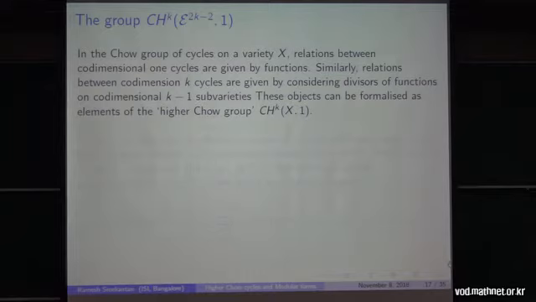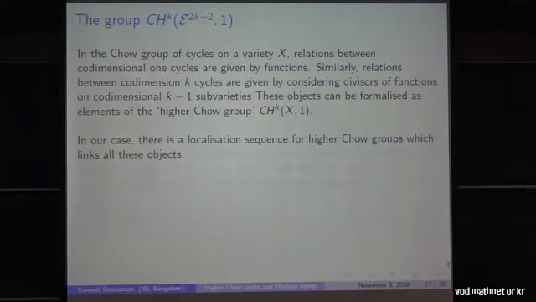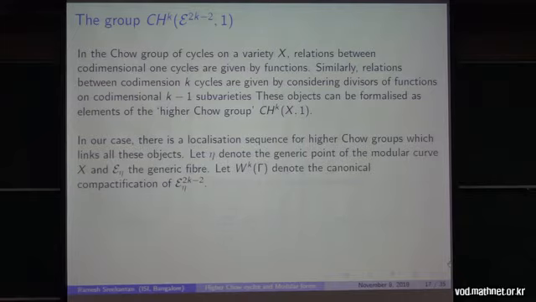Okay. So these objects can be formalized as elements of the higher Chow group, CH^k(X, 1). So in our case, there is something called the localization sequence for higher Chow groups, which links all these objects. Okay. So let eta denote the generic point on the modular curve, and E_eta the generic fiber. Okay. And let W_k,Gamma denote the canonical compactification of E^(2k-2) over Gamma. So if k is 1, W_k,Gamma is just the curve X_Gamma. When k is 2, it is what we call W_Gamma. In general, you have a canonical compactification of E_eta^(2k-2).